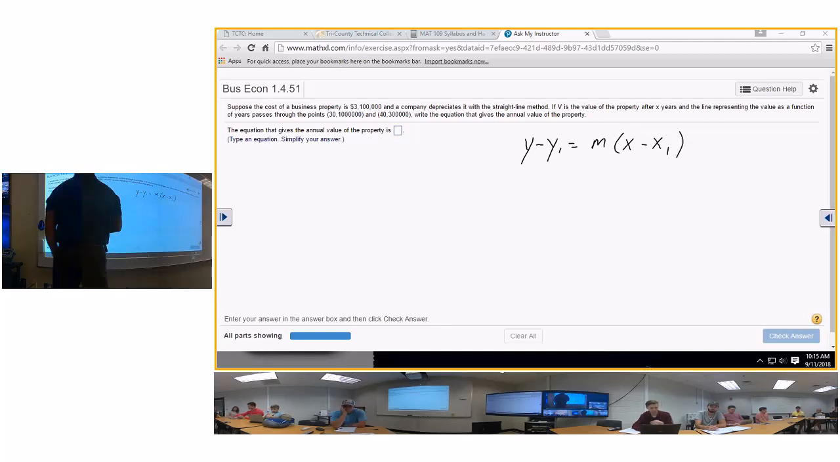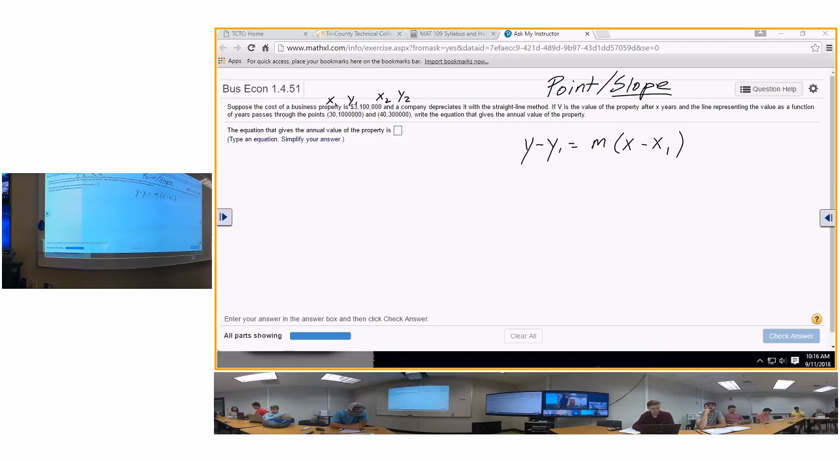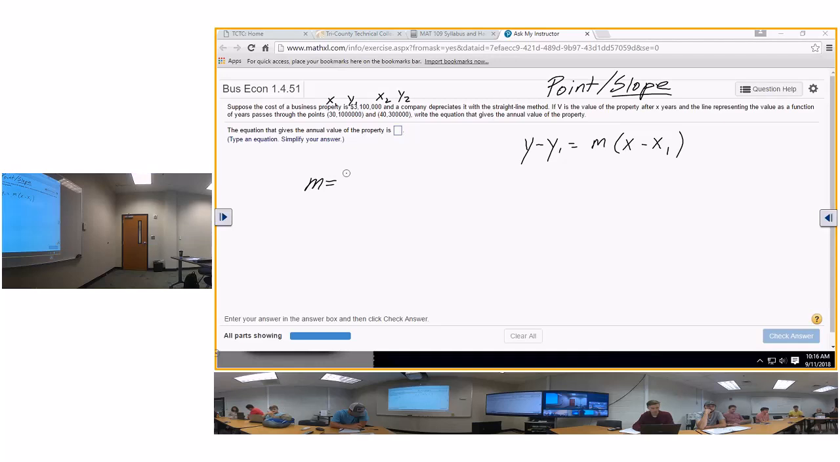So this is x sub 1, y sub 1, x sub 2, y sub 2. Well, in order to use the point slope equation, you've got to have a point and a slope. We don't have a slope, so you've got to find it. Slope is equal to y sub 2 minus y sub 1 over x sub 2 minus x sub 1. Plug and chug.